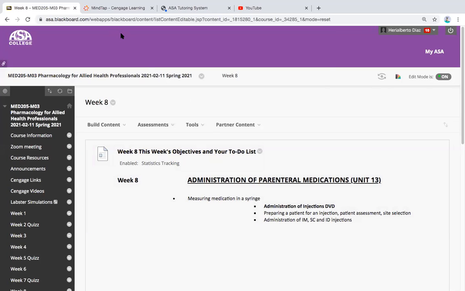Okay, today we have in week 8 administration of parenteral medications, unit 13. The objectives are measuring medication in a syringe, administration of injections, preparing a patient for an injection, patient assessment, site selection, and administration of intradermal, intramuscular, subcutaneous, and ID injections.